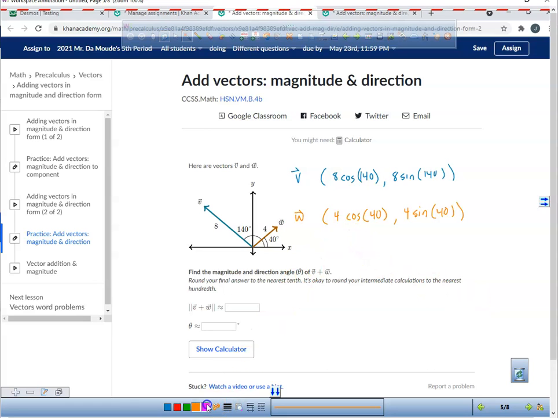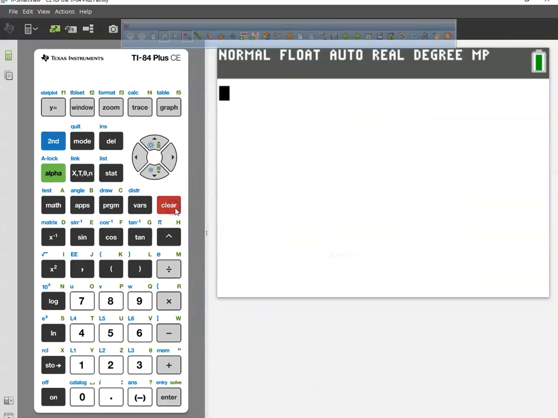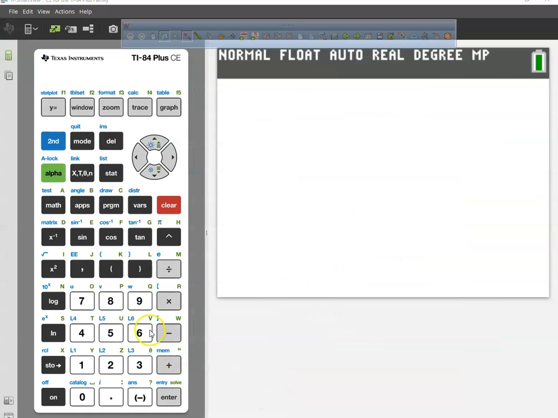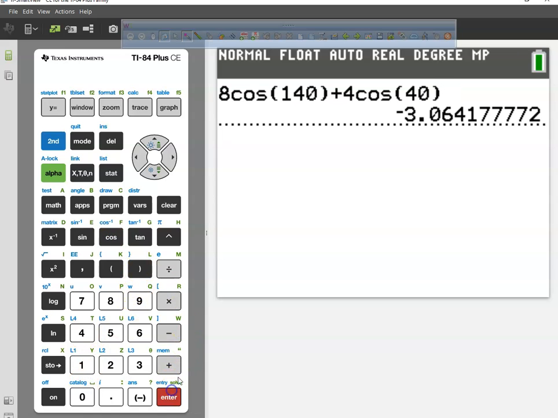And what I'm going to do to find my final vector, which is going to be vector v plus vector w, is I'm simply going to add them together. But I'm going to use the graphing calculator to do that. So I'm going to clear all this out. Look at my components. 8 cosine 140, 4 cosine 40. 8 cosine 140 plus 4 cosine 40.